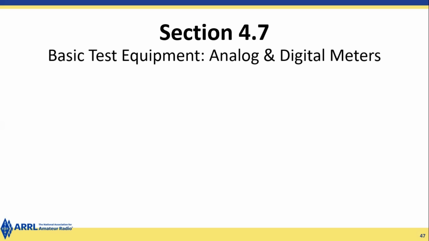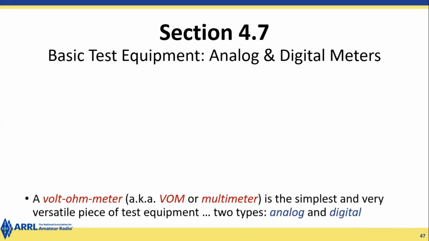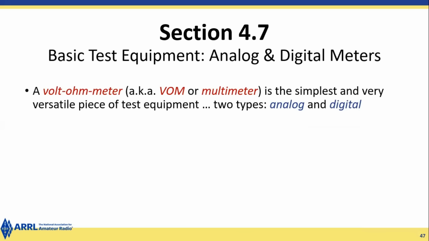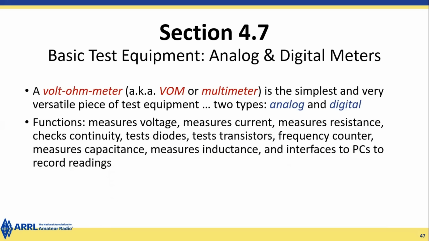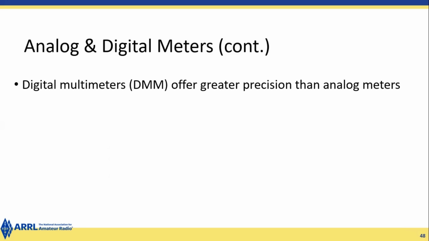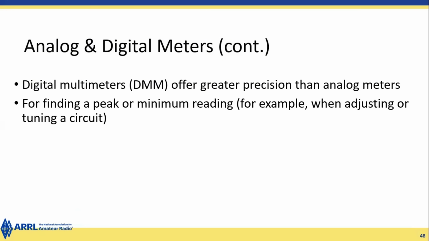All right, we're going to talk about some basic test equipment now. Analog and digital meters. A volt ohm meter, VOM, or multimeter, is the simplest and a very versatile piece of test equipment. There are 2 types, analog and digital. A voltmeter can measure voltage, current, resistance, can check continuity, check diodes, test transistors. Some of them have frequency counters on them. Some measure capacitance, inductance, and a lot of them have an interface to a PC to record the readings. Digital multimeters offer greater precision than analog meters.